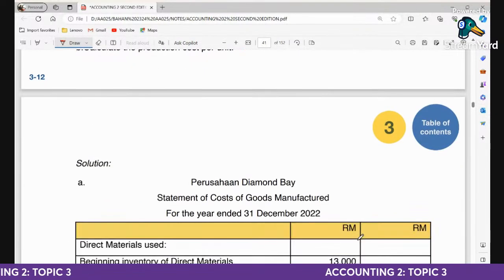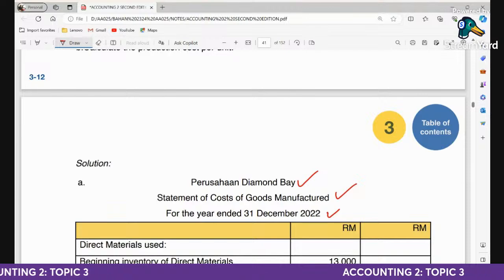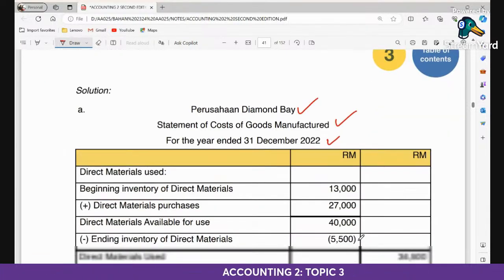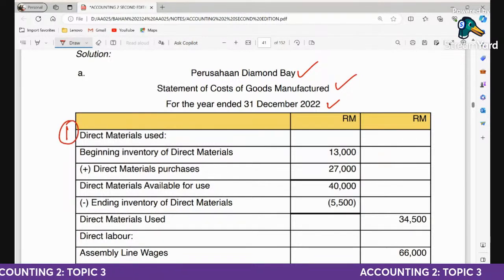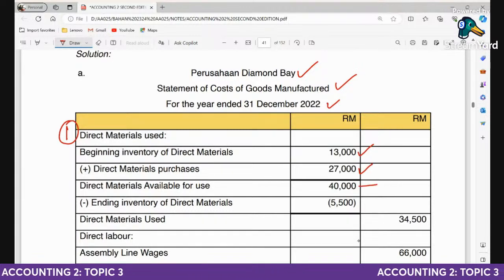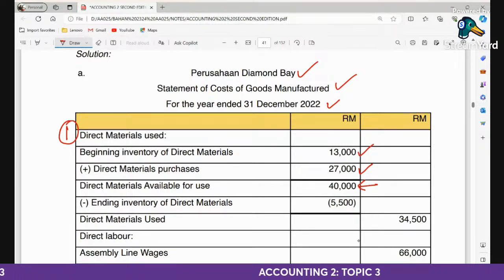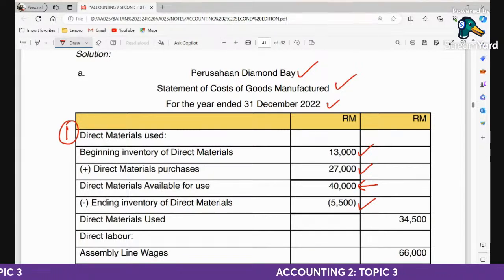Alright. So macam biasa, nama perniagaan, statement, and also the duration of the statement. Okay, for the year ended 31st December 2022. Okay, so dalam direct material use, this is the first item. Kita ada beginning inventory untuk direct material, tambah direct material purchase, and you will get direct materials available for use, minus ending inventory of direct material, kita akan dapat item 1, which is direct material used. Okay, that is your first item.